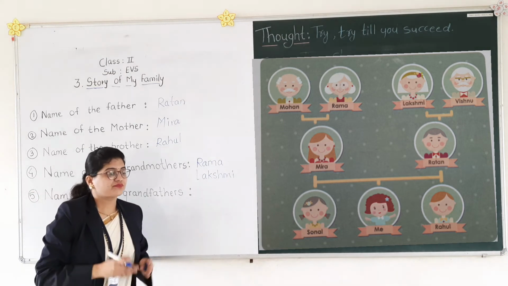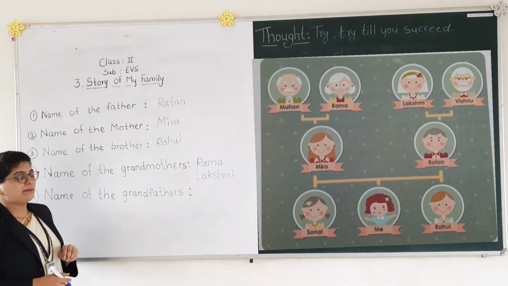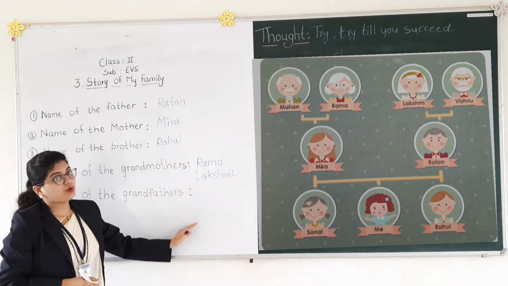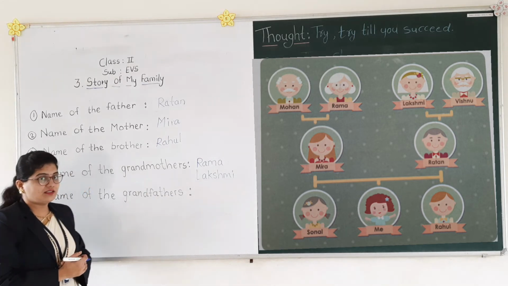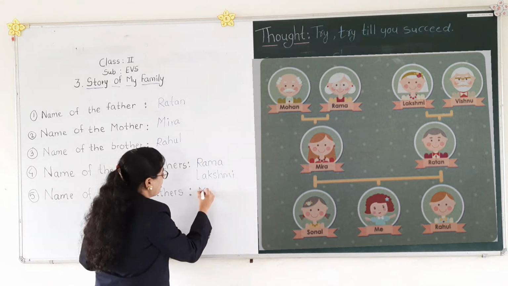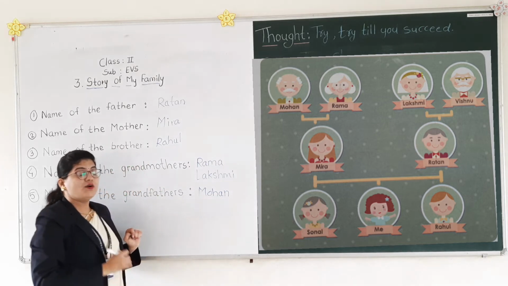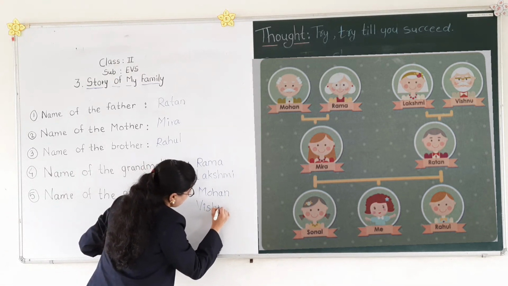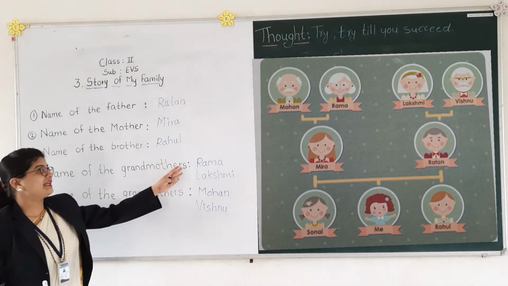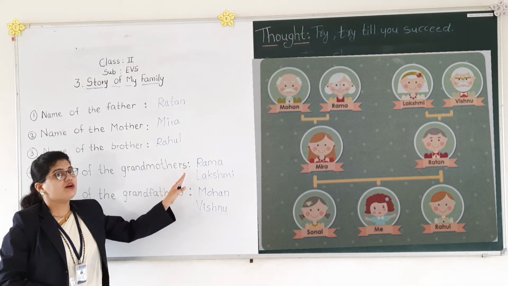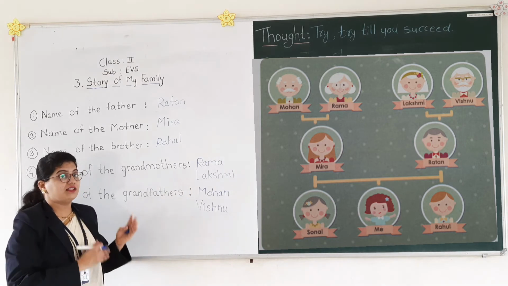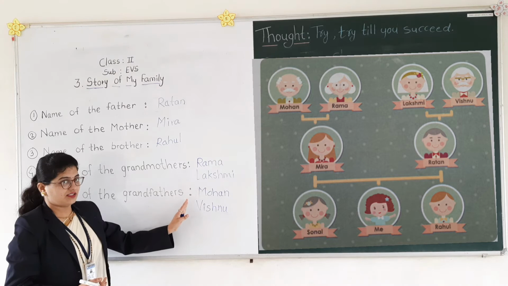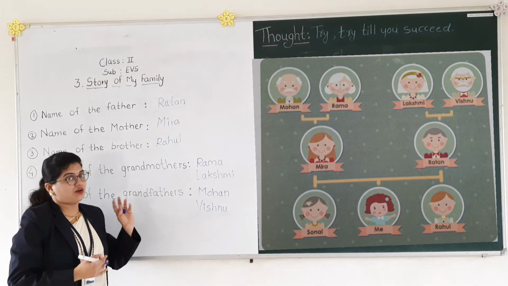Alright students, now see here. You can see here in the picture two grandfathers. As there are two grandmothers, in the same way we have two grandfathers and you have to write the names of two grandfathers. Can you tell me? Yes, very good. Mohan. And what is the second grandfather? Yes, very good. Vishnu. So here one grandmother is mother of father and one grandmother is mother of mother. In the same way, one grandfather is father of his father, and this second grandfather is father of mother.